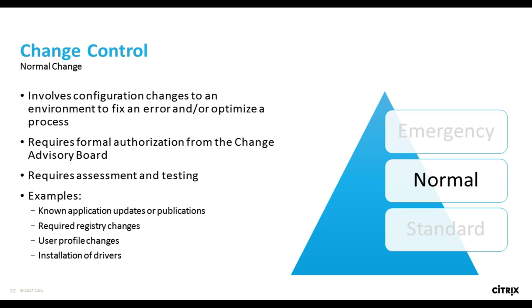Normal changes involve adding and/or changing configurations of a known Citrix infrastructure. These require approval from the Change Advisory Board before they can be implemented. Examples of normal changes might be known application updates or publications of applications, required registry changes, user profile changes, or installation of drivers. These are things that would typically be done during your normal change window with approval from your change advisory board.